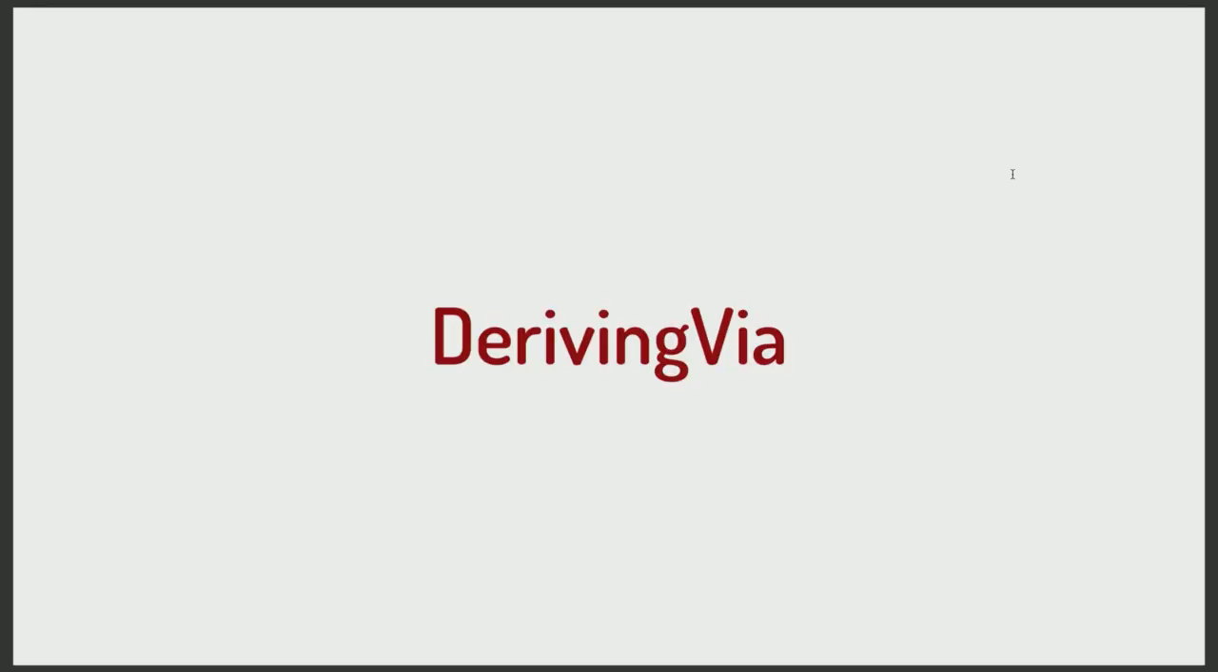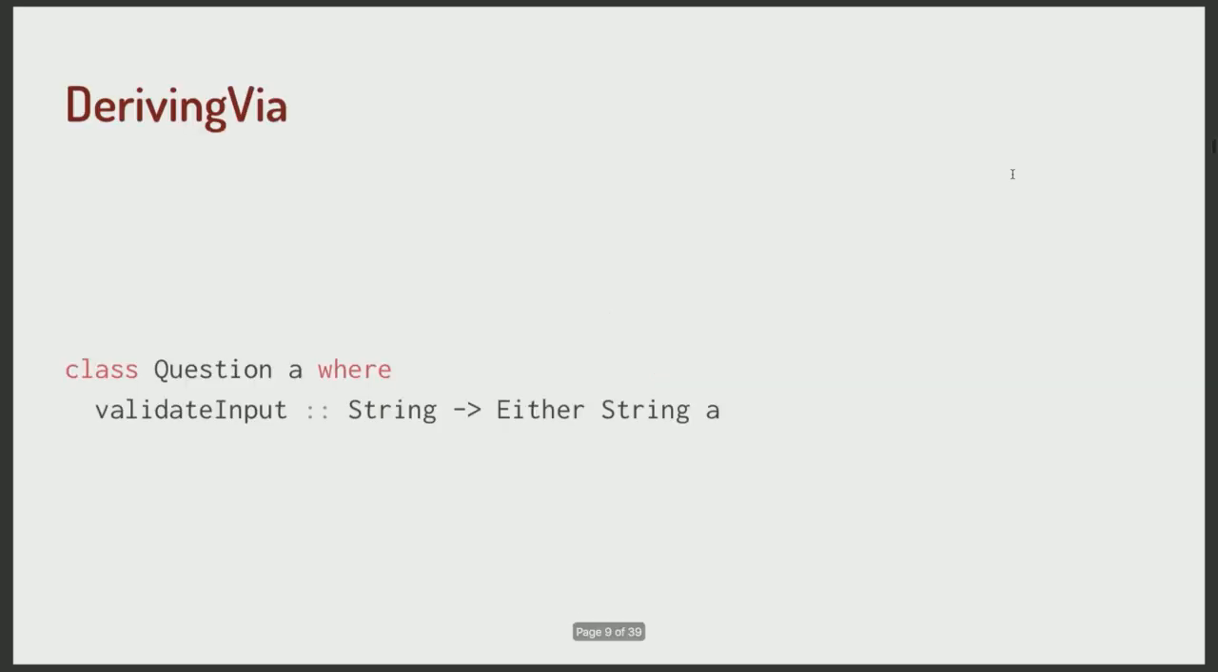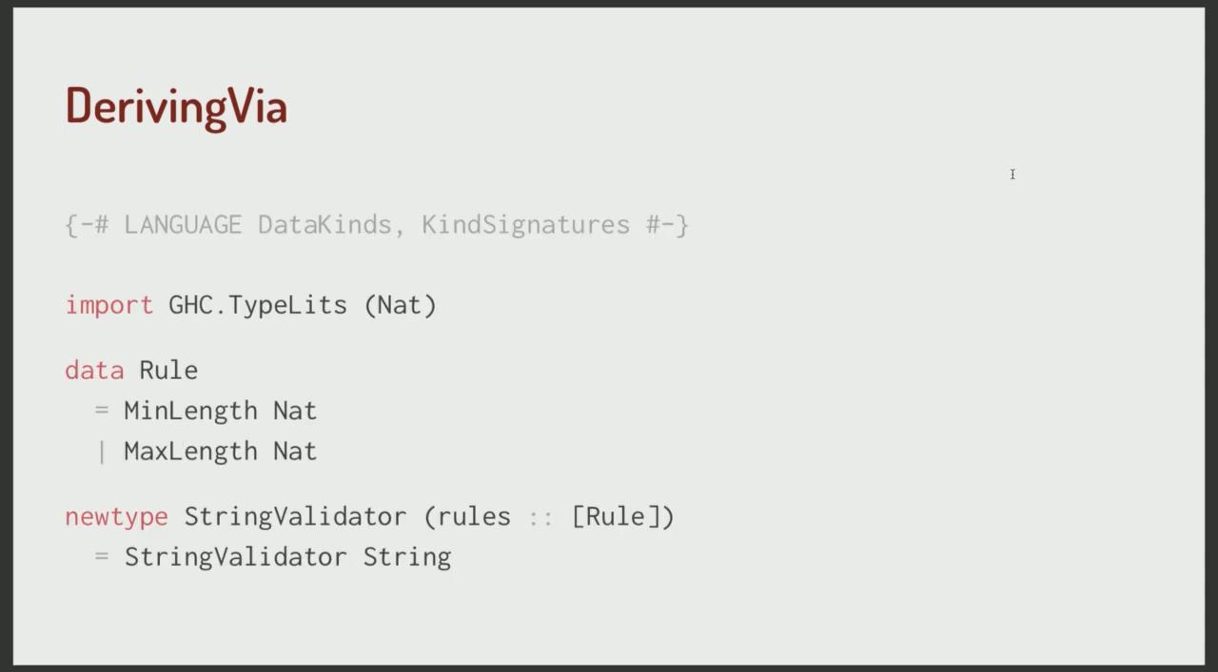I really hoped that Andres would just do this bit for me earlier, but unfortunately I do have a different example. This is a class I wrote a few weeks ago. It's not very interesting. It takes some raw user input and tries to validate it. And you can do some cool stuff with deriving via that maybe isn't immediately obvious.